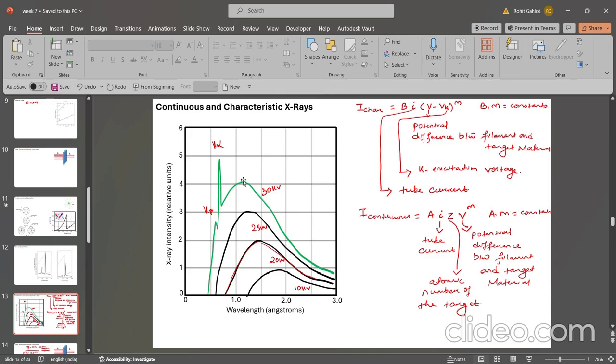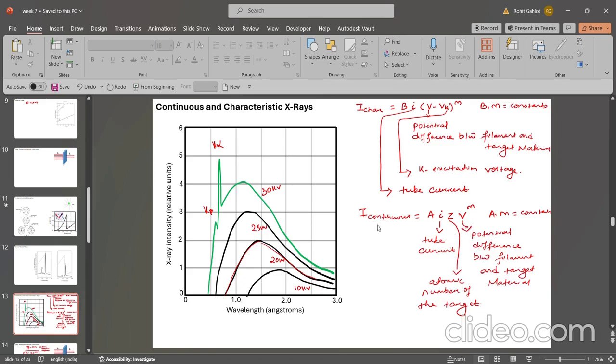So continuous and characteristic X-ray. The characteristic X-ray intensity can be written as a function of B, i, (V minus Vk) to the power m, where B and m are constants, V is the potential difference between the filament and the target material, Vk is the excitation voltage, and i is the tube current. However, the continuous spectrum is given by A, i, Z, V to the power m, where A and m are constants, V is the potential difference between filament and target material, i is the tube current, and Z is the atomic number of the target.